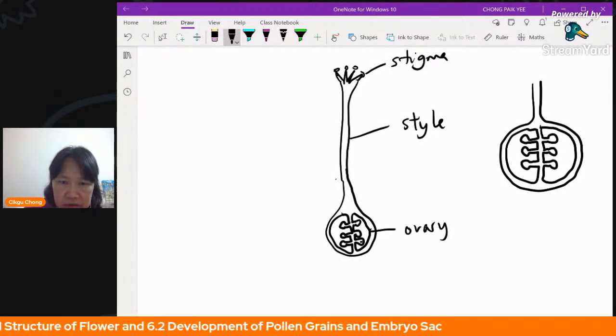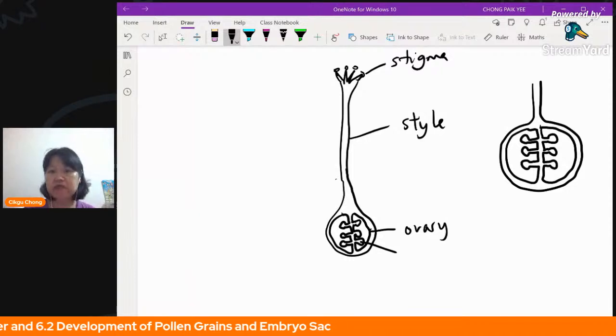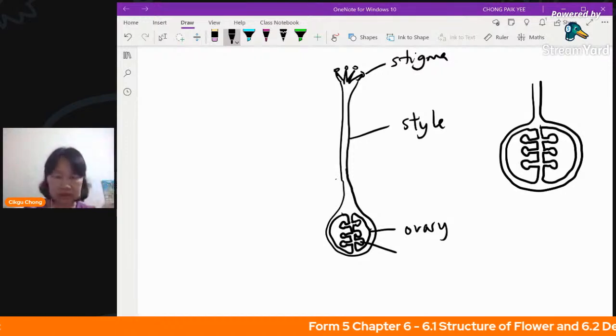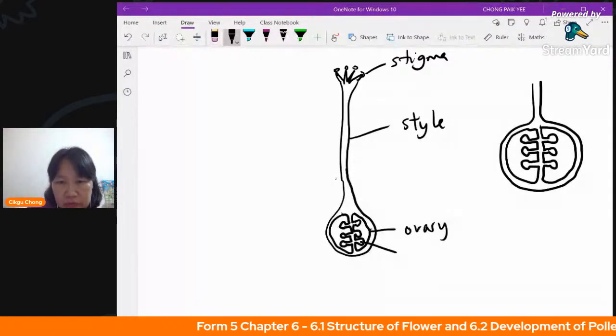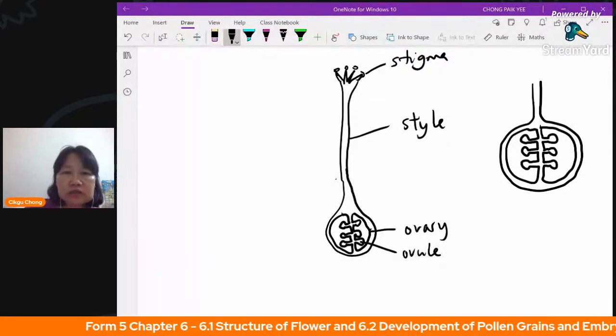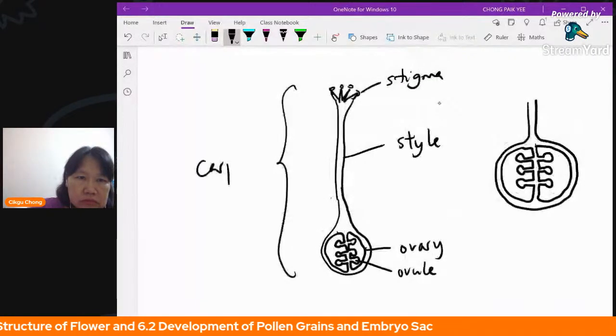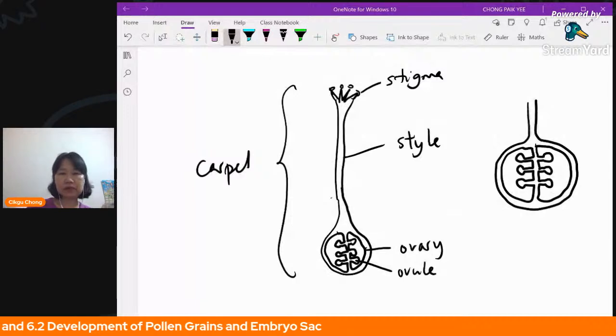And inside the ovary, you can see the 6 there, right? Of course, there are more than that because you have different dimensions on the other side. So I'm just drawing on this one flat plane. You see 6 on it. So you call it ovule. And this whole thing is known as carpel. Okay, that is your female.